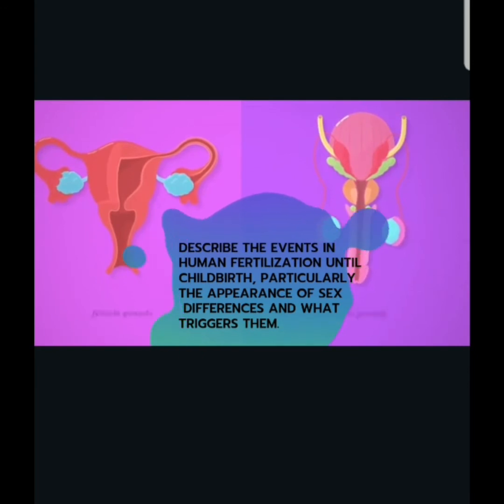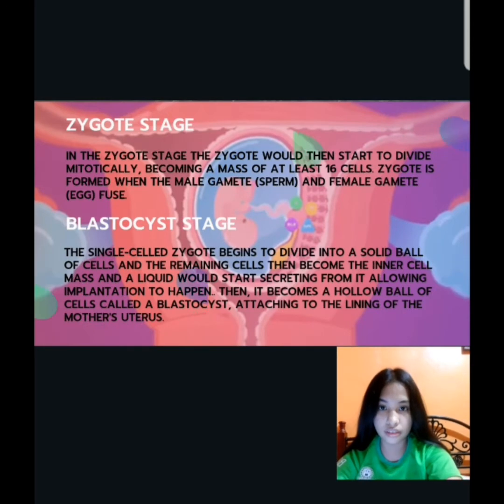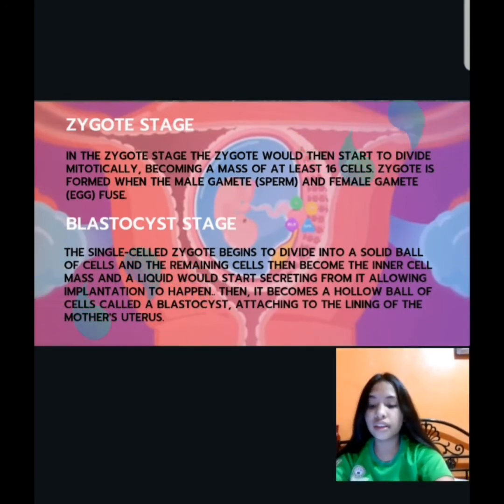Describe the events in human fertilization until childbirth, particularly the appearance of sex differences and what triggers them. The zygote develops in the pre-embryonic stage in 2 weeks, then the embryonic stage in 8 weeks, and finally the fetal stage for 2 to 9 months. In the zygote stage, the zygote will then start to divide mitotically, becoming a mass of at least 16 cells. Zygote is formed when the male gamete sperm and female gamete fuse.